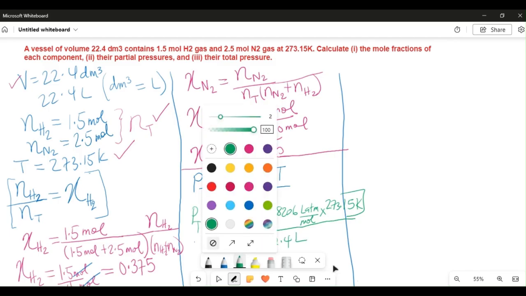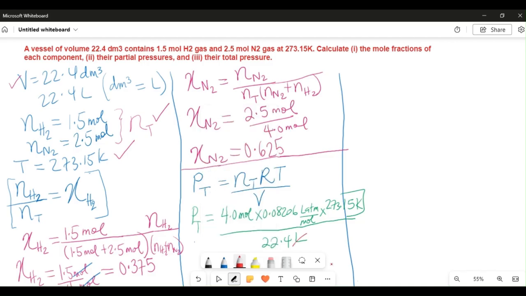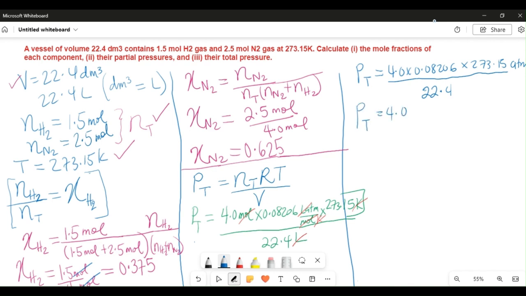So the simple thing is just for us to cancel out all of the units and go on from there. So we have liters cancel liters, mole cancel mole, Kelvin cancels Kelvin. So we end up with rewriting what we have. PT equals 4.0 times 0.08206 times 273.15, and we have atm. Since we're solving for pressure, let's not forget our atm, because that's the only unit that remains, and we're supposed to get our units for pressure to be atmospheres. All of that information divided by 22.4. So input this information in the calculator to get 4.0026, which is approximately 4.0 atmospheres, which is going to be the answer to the total pressure.